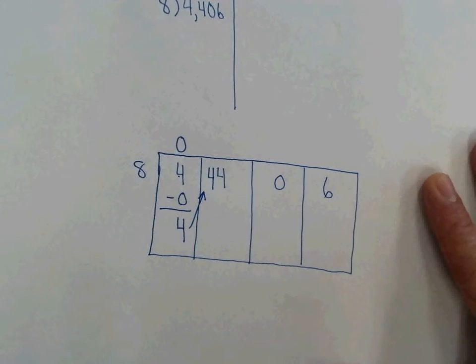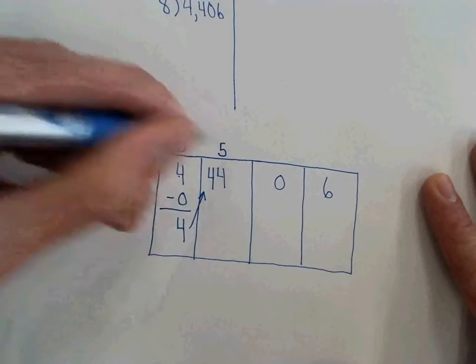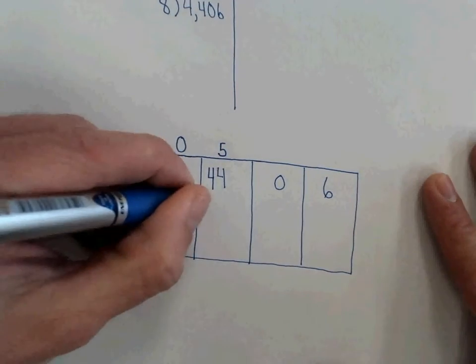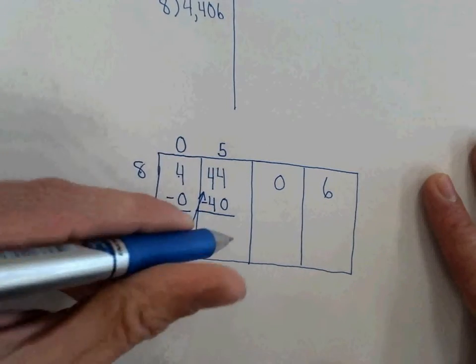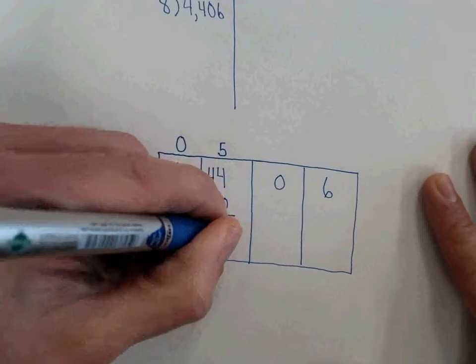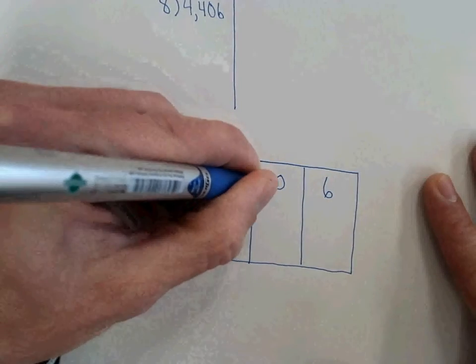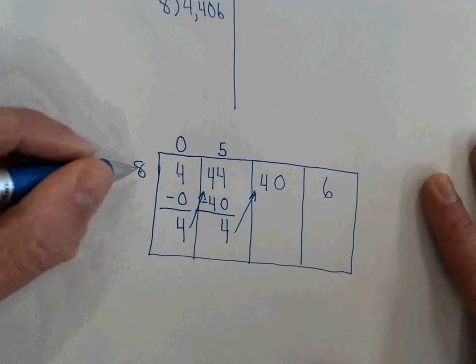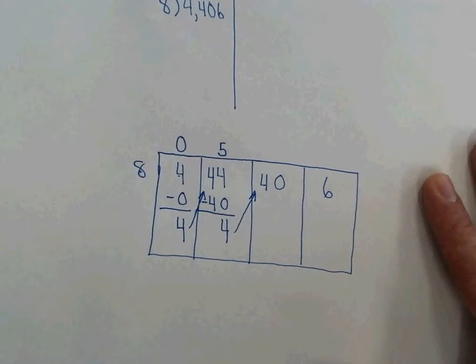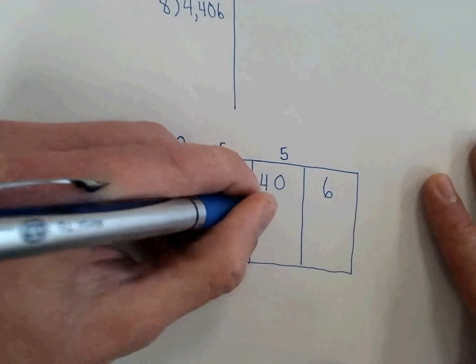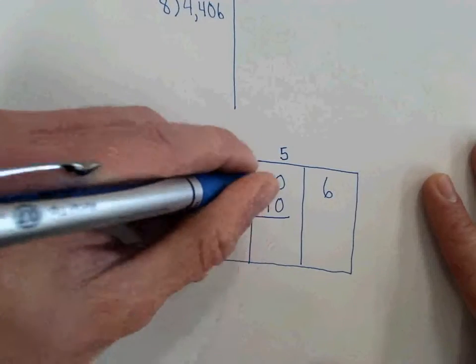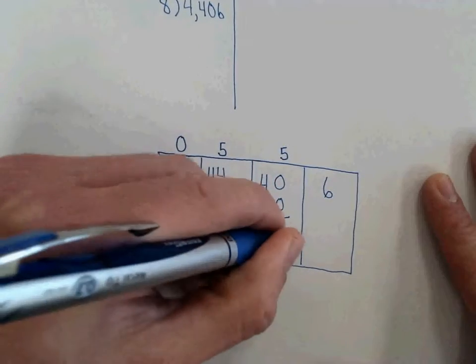Then I bring up the 4 and I put it right in front. So now it's 44. How many times does 8 go into 44? Well, students are going to say 5. 5 times 8 is 40. Then they subtract 40 from 44, which is 4. And then they're going to bring this up, and that makes 40. So 8 times what number equals 40? They're going to say 5. 5 times 8 equals 40. They're going to subtract 40 minus 40, which equals 0.